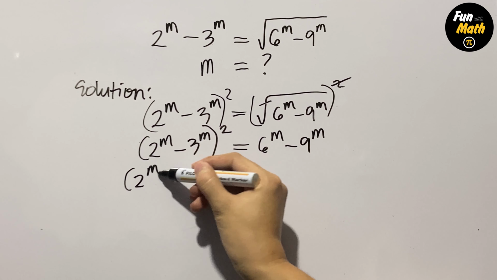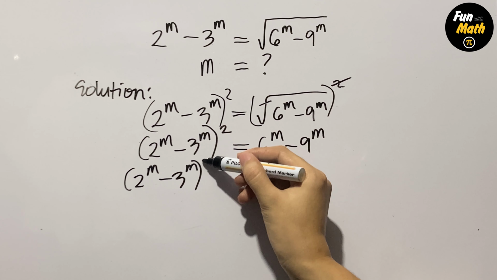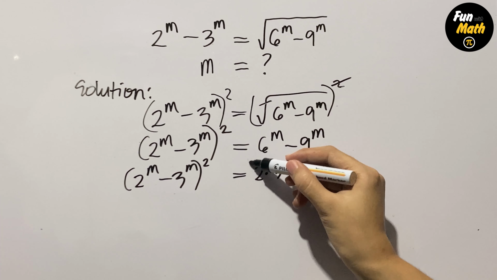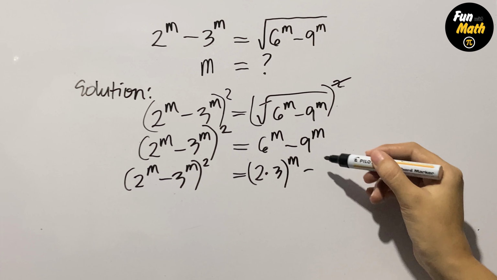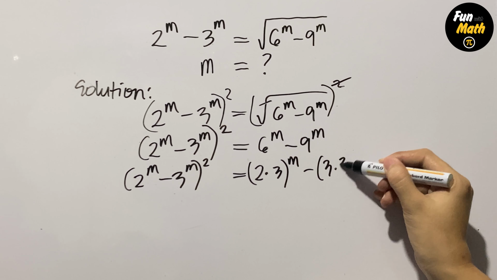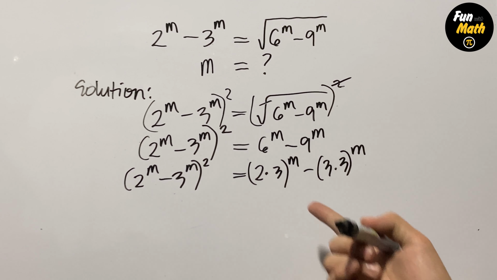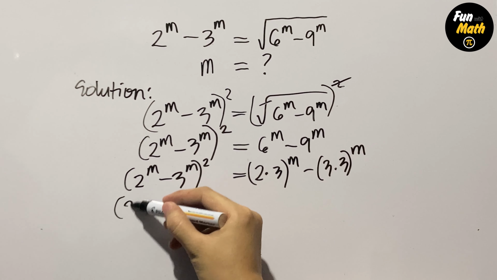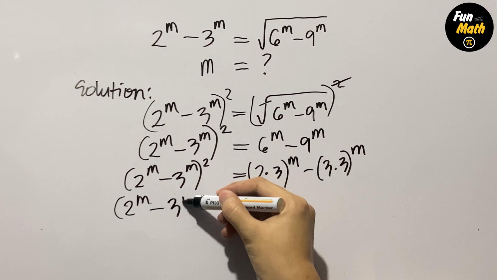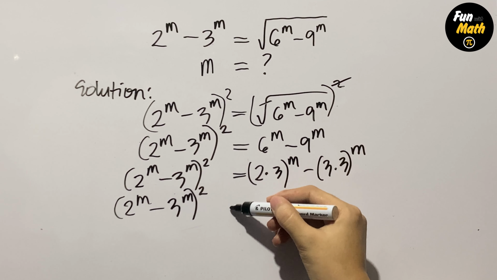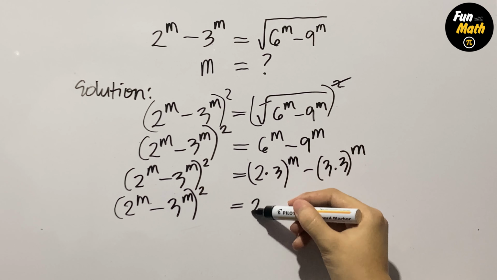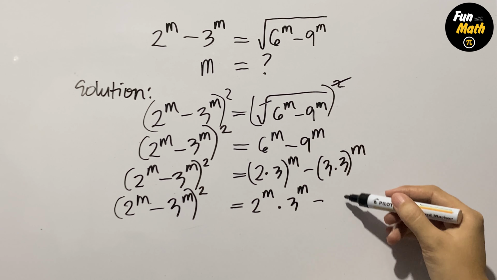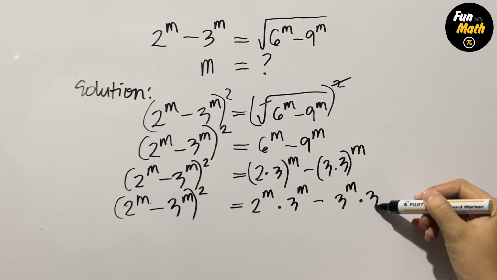So that is (2 to the power of m minus 3 to the power of m) whole to the power of 2 is equal to (2 times 3) whole to the power of m minus (3 times 3) whole to the power of m. The next is, let's separate the base and the power. So that is (2 to the power of m minus 3 to the power of m) whole to the power of 2 equals 2 to the power of m times 3 to the power of m minus 3 to the power of m times 3 to the power of m.